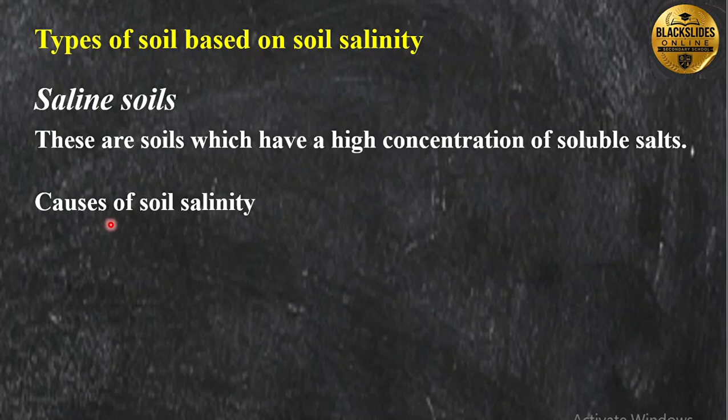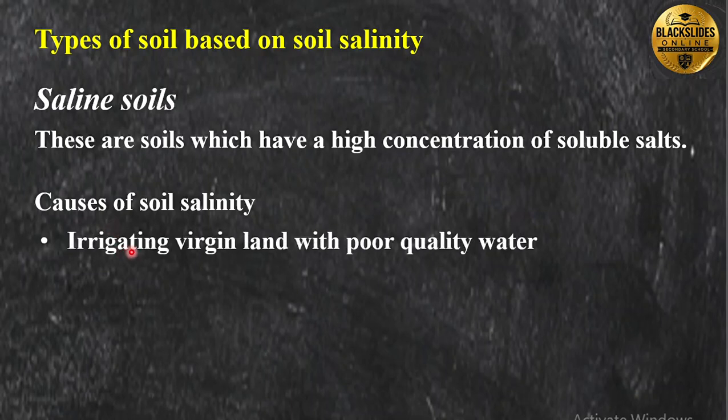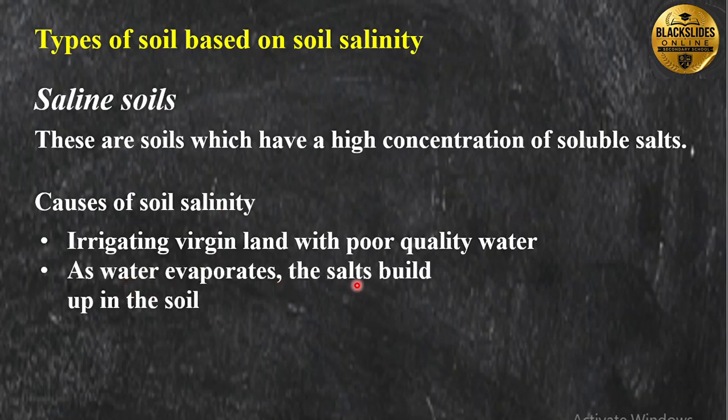Soil salinity is caused by a number of agents. One of them is irrigating virgin land with poor quality water. Virgin land is land that has not been cultivated for a long time. So irrigating such a soil with poor quality water would lead to accumulation of salts in the soil. As water evaporates, the salts build up in the soil.